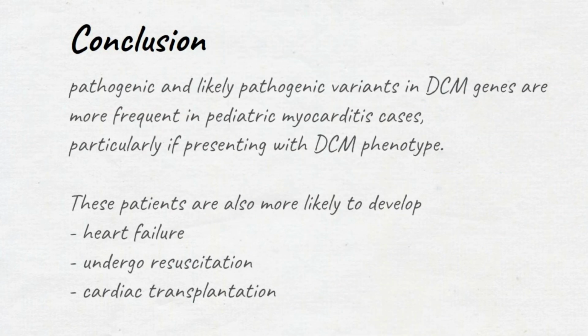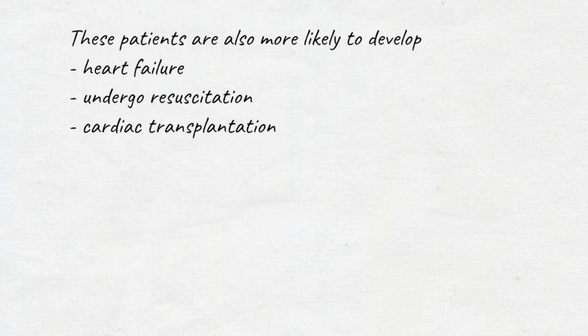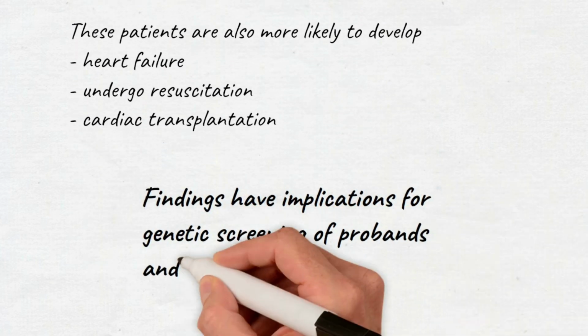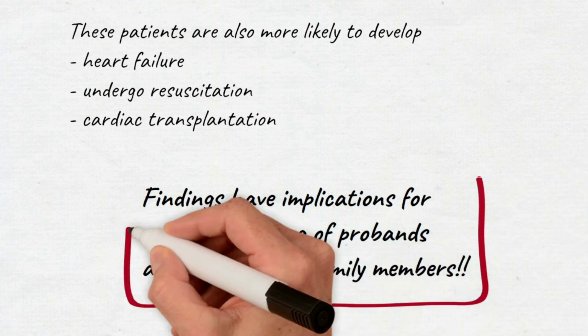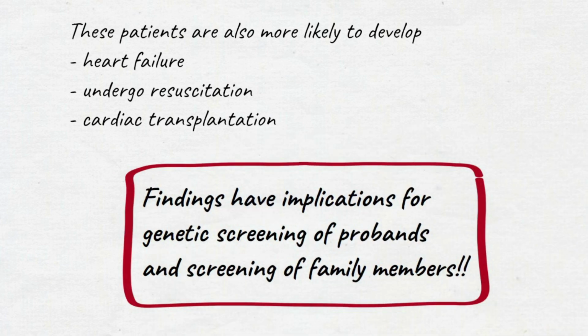The authors conclude, pathogenic and likely pathogenic variants in DCM genes are more frequent in pediatric myocarditis cases, particularly presenting with DCM phenotype. These patients are also more likely to develop heart failure, undergo resuscitation, and require transplantation. Findings have implications for genetic screening of probands and screening of family members.